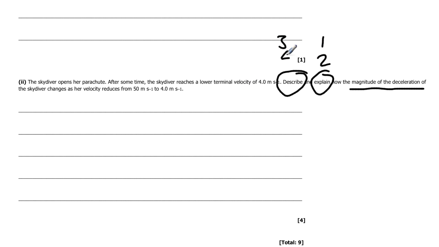The third and fourth marking point describe how the magnitude of the deceleration changes. So the magnitude of deceleration decreases between 50 meters per second and 4 meters per second. If we're saying something about the magnitude of the deceleration decreasing, then we're describing it, and we also need to then explain what the deceleration is like at terminal velocity. So we need to say that deceleration is 0 when it's reached terminal velocity.